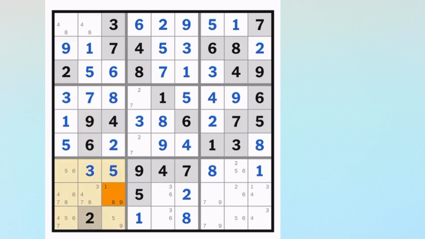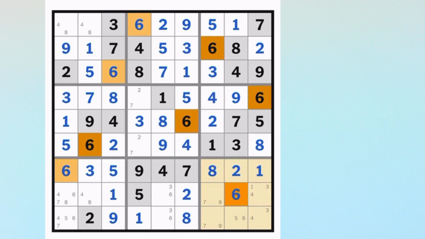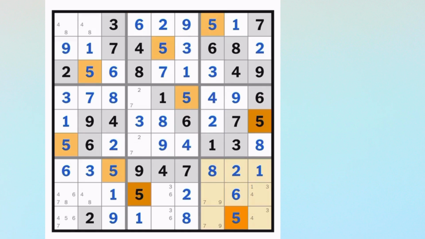Then we remove 8 from here, we remove 5 from here, so this becomes 1 and this becomes 9. So 1 we have completed. Similarly, we remove 3 from here, we remove 7 from here, so now 4, 8, 4, 8. Remove, and this becomes 6, and this becomes 2, this becomes 6, and this becomes 5, right.